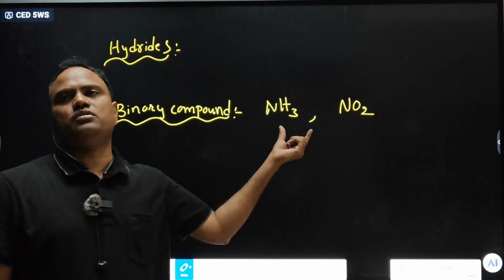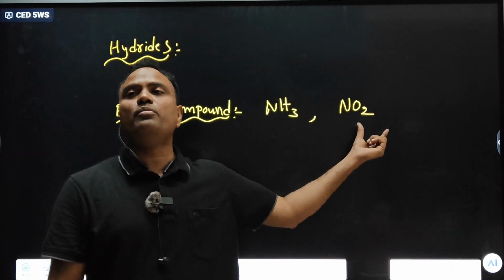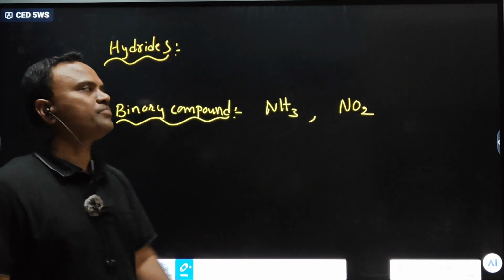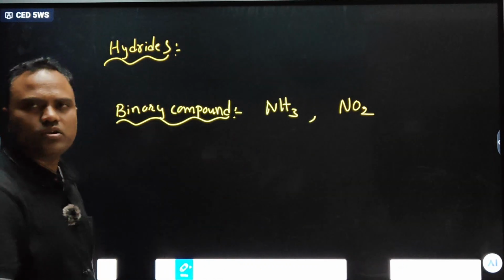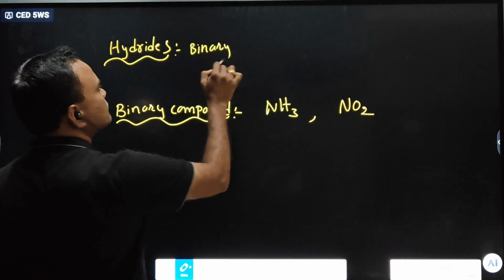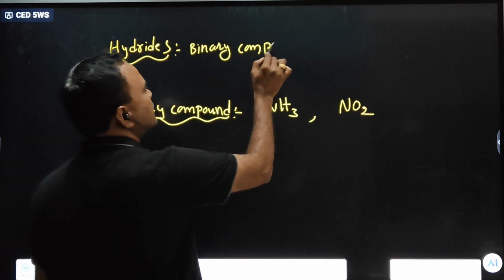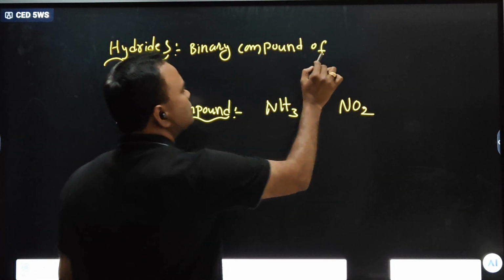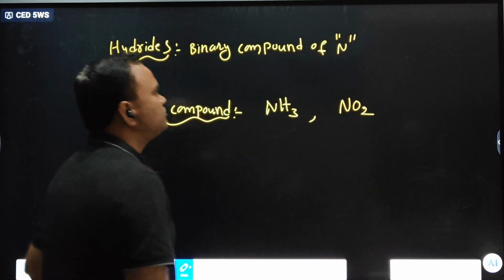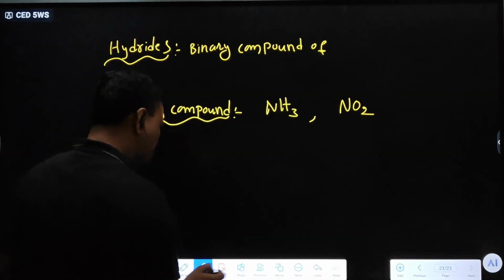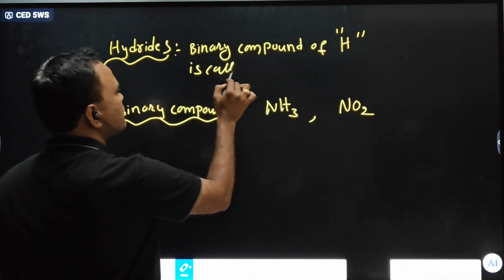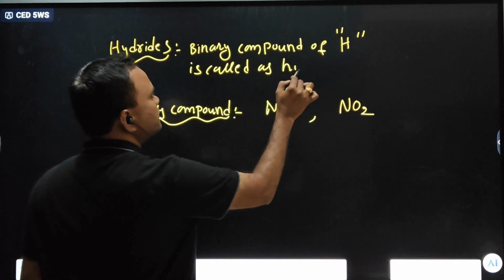Binary compound of hydrogen is called as hydride. Binary compound of oxygen is called as oxide. Binary compounds of hydrogen are called as hydrides. So write the definition. Binary means made up of 2 elements. Binary compound of hydrogen is called as hydride.